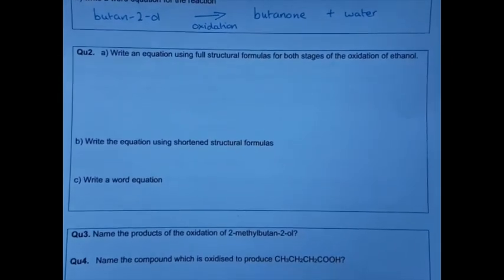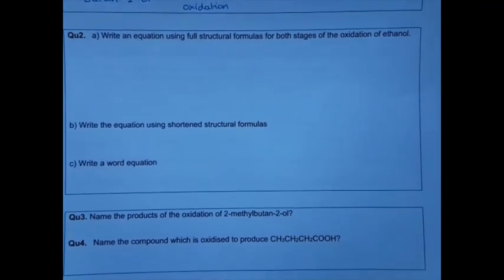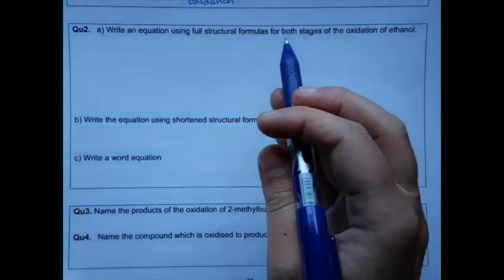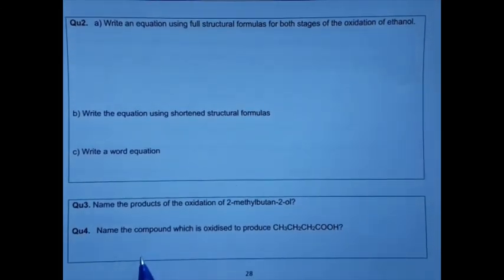Okay, so we've got question 2 here, which is similar to question 1, but again you're going to have to figure out what type of alcohol and what the products will be. It does say both stages, so that gives you a little hint. And then question 3 and question 4 down here. So make sure you answer those.